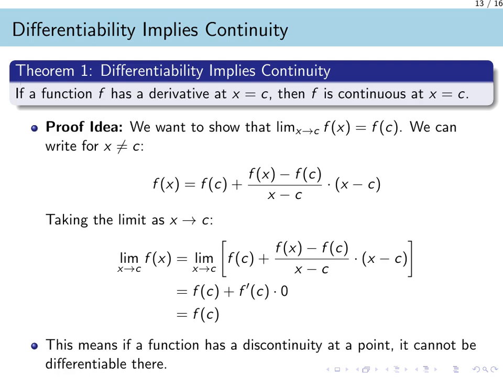This theorem establishes a key rule. If a function has a derivative at a point c, then it must also be continuous at that point. The proof relies on a simple algebraic rearrangement. We can write f of x as f of c plus the fraction f of x minus f of c over x minus c, all multiplied by the quantity x minus c.